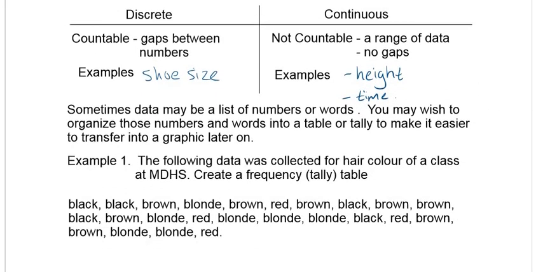Sometimes data may be a list of numbers or words. You may wish to organize these numbers or words into a table or tally to make it easier to transfer into a graphic later on. To give us an example here, the following data was collected for hair color of a class at McKinnon Park Secondary School. We're going to create a frequency or tally table. This is a long list right here, so we're going to count it up on the next page.